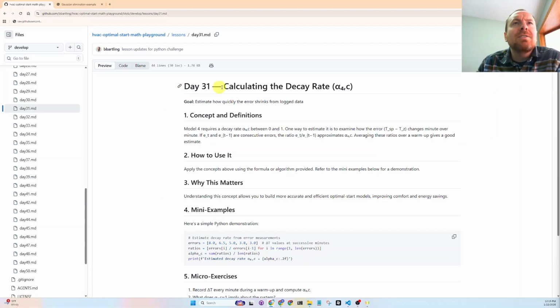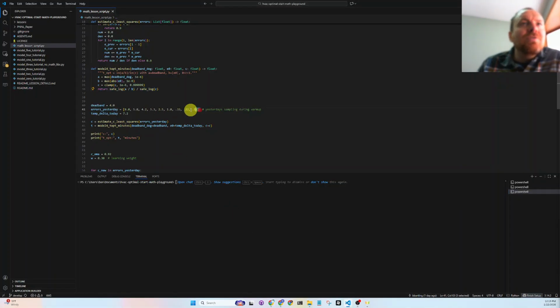Here we go. So day 31, calculating decay rate, which we've done a lot already. Model 4 requires decay rate, alpha C parameter between 0 and 1. One way to estimate it is to examine the error, zone temp set point minus the zone temp, changes minute over minute. That's like we talked about before in our script. This was confusing to me, but this is actually an array of data. So the zone temp is getting closer to set point. We would be sampling the data every minute and watching it get closer and closer to set point.